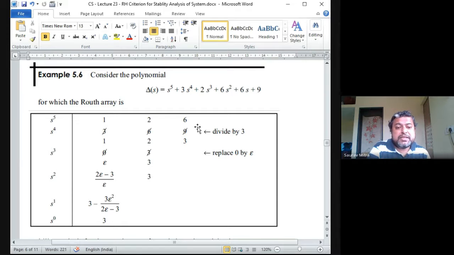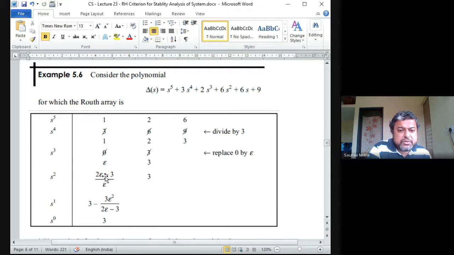Okay, and what is the next element? Epsilon into 3 minus 1 into 0, divided by epsilon. So this becomes 3. So one element is 2 epsilon minus 3 divided by epsilon, and the next element is 3 into epsilon minus 1 into 0, divided by epsilon, which becomes 3. Okay, likewise. Next is 2 epsilon minus 3 divided by epsilon, into 3.